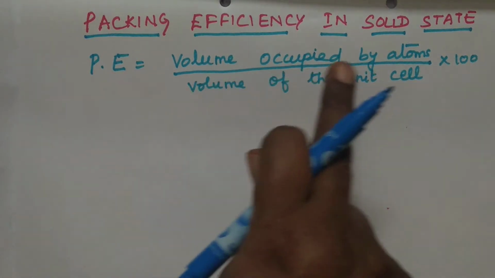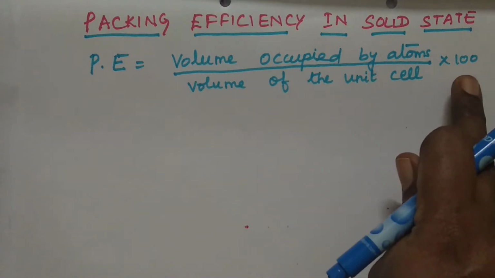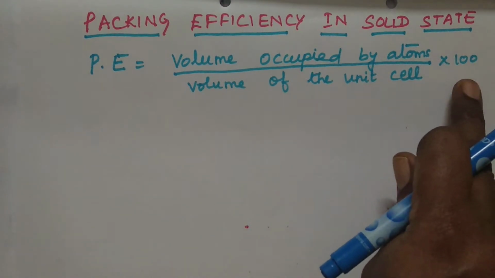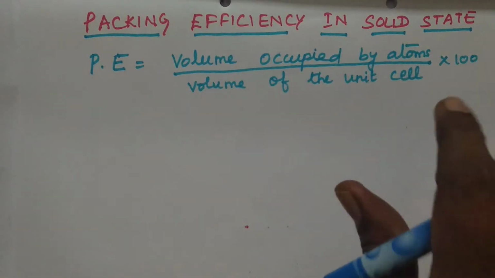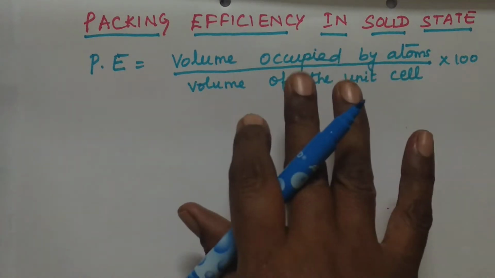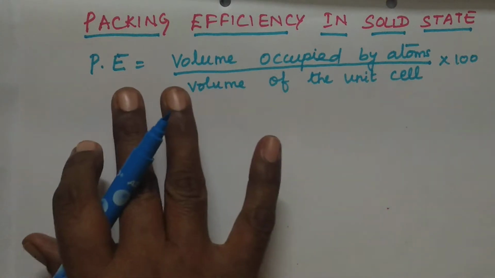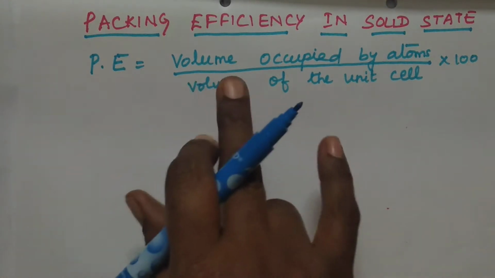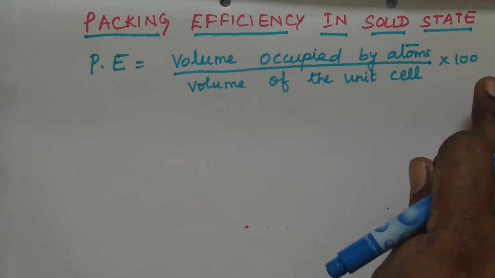So the volume occupied by atoms by volume of the unit cell into 100. Usually it is multiplied by 100 because the volume occupied by atoms in the unit cell is not going to be 100. It's always below 100 only. So we are going to find it out in percentage only. So we write packing efficiency is equal to volume occupied by atoms by volume of the unit cell into 100.